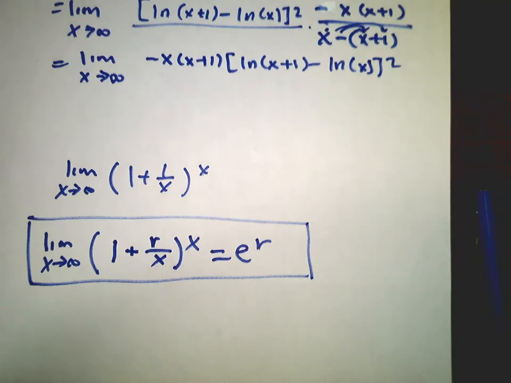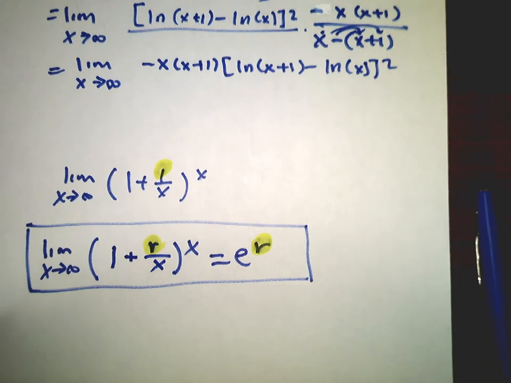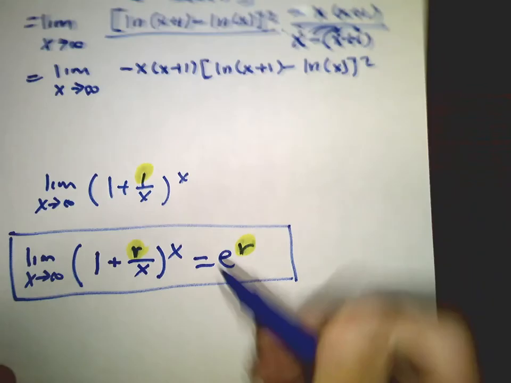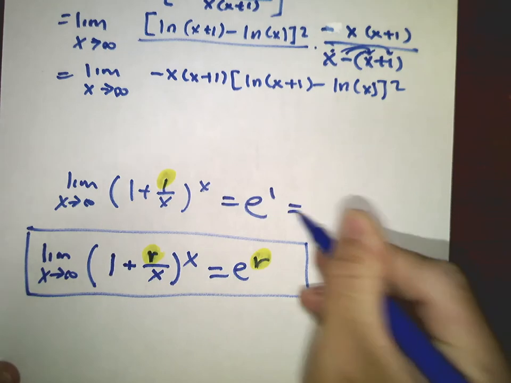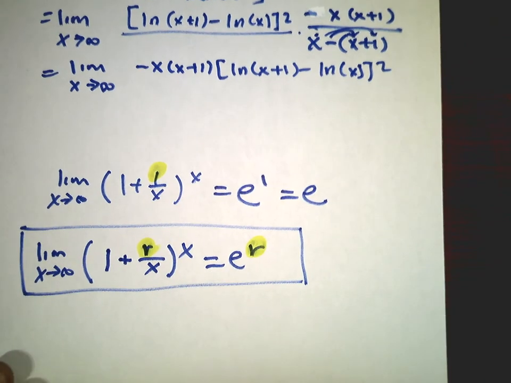So in this particular case, this r was actually equal to 1. So this would actually be e to the first power, which is just e. Just try to remember that that's what this is going to be here.